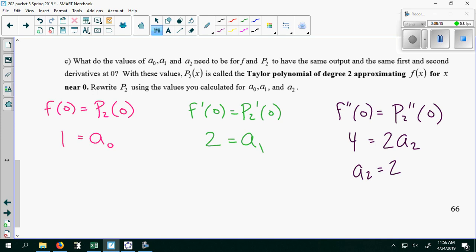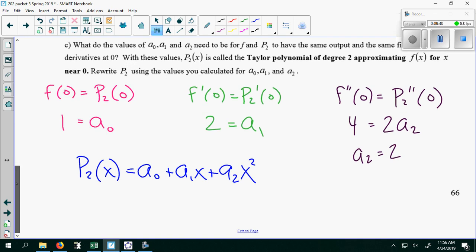So I now know what the 3 unknown coefficients are in P2, but the final answer is to write out P2 of x, which was a0 plus a1x plus a2x squared. My goal was to find out what a0, a1, and a2 should be in this formula, and now I know what they are. So my final answer is the formula, but replacing a0, a1, and a2 with numbers. So I'm going to have 1 plus 2x plus 2x squared.